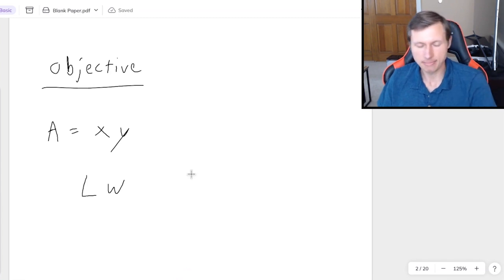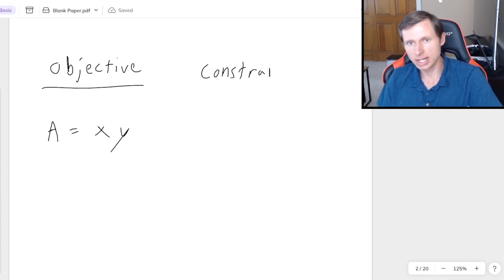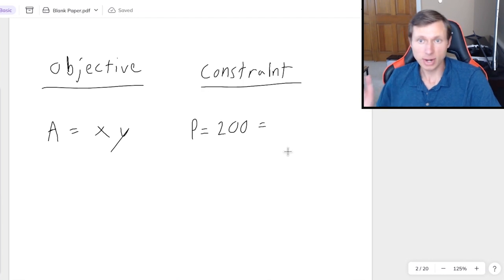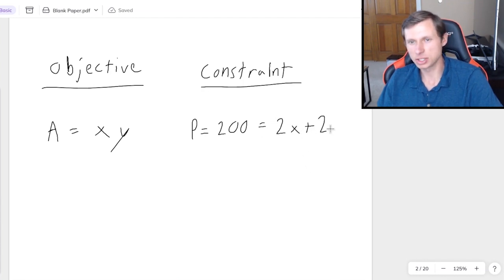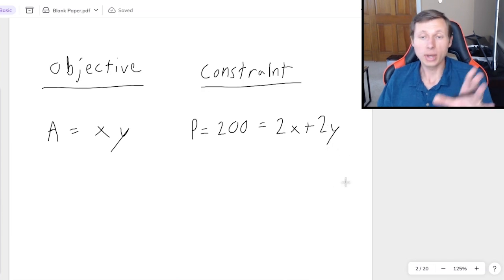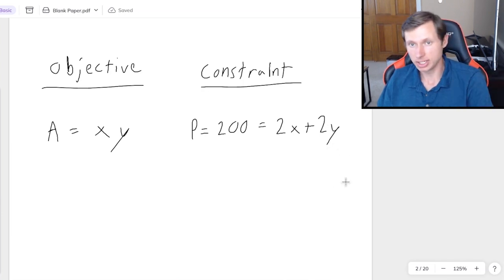It doesn't matter. And now for the constraint, it's going to be perimeter equals the random number, 200, equals the perimeter of a rectangle, which I thought everyone knew since first grade, but with my students, almost none of them know the perimeter of a rectangle. So I'll tell you, it's 2x plus 2y. So there we go, we have our objective and our constraint.